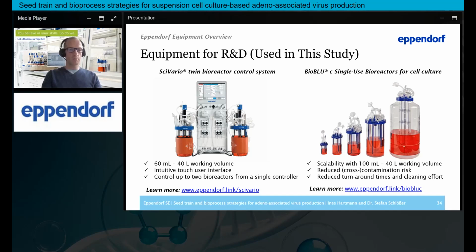Stefan already talked about our equipment for R&D. This is also the equipment that has been used in the study that Stefan mentioned. So it's our Eppendorf DASbox and Saverio twin bioreactor control system, which you can see on the left, with a working volume of 60 ml up to 40 liters, which comes with a very intuitive user interface. And as Stefan also mentioned, it can control up to 2 bioreactors from this one controller.